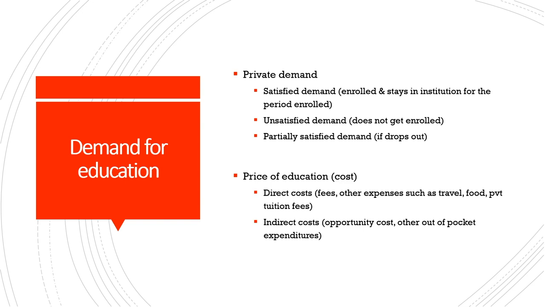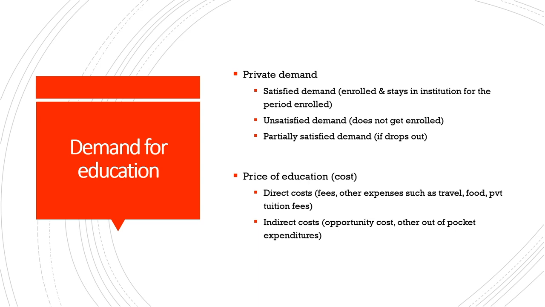So when we say demand for education, we are not just necessarily talking about the private demand for education, because obviously private demand gives rise to private returns to education, but there can also be social demand for education, and we need to distinguish between the two. So private demand for education generally can have satisfied demand, which means a person who is demanding education gets enrolled in school and stays in the institution for the period enrolled.